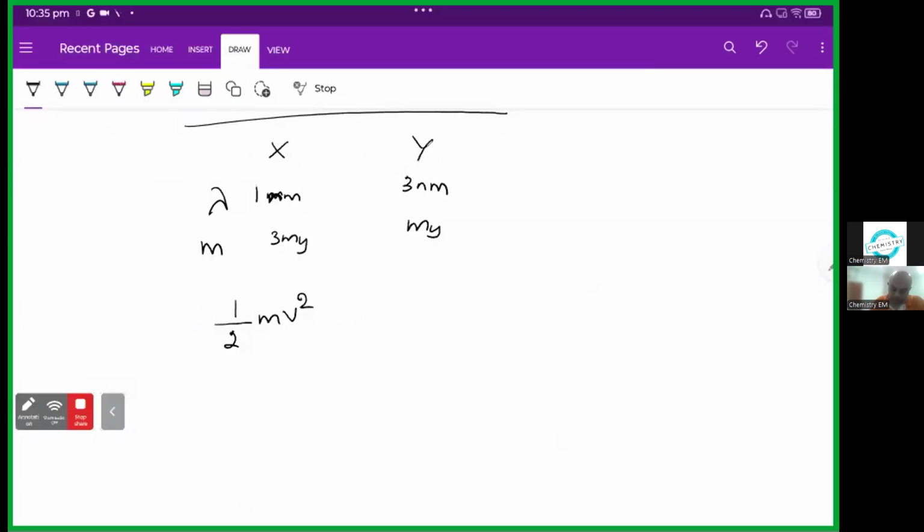So KE of X we can rewrite as half 3my vx squared, V is the velocity. Here we can say half my vy squared.